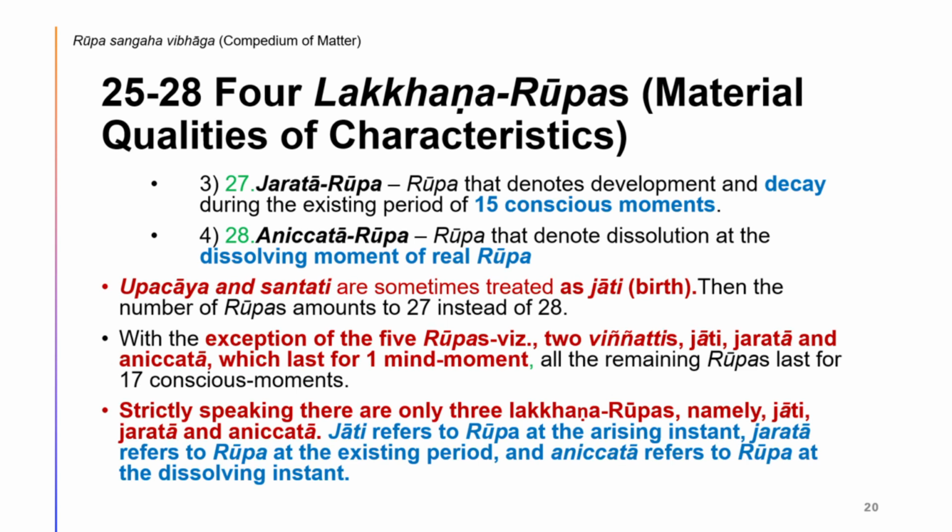Strictly speaking, there are only three lakkhana rupas, namely jati, jara, and anicca. Jati refers to the rupa at the arising instant. Jarata refers to the rupa at the existing period. And anicca refers to the dissolving period. This is another explanation: grow, sustain, and death. But we take it as four, 25 to 28.